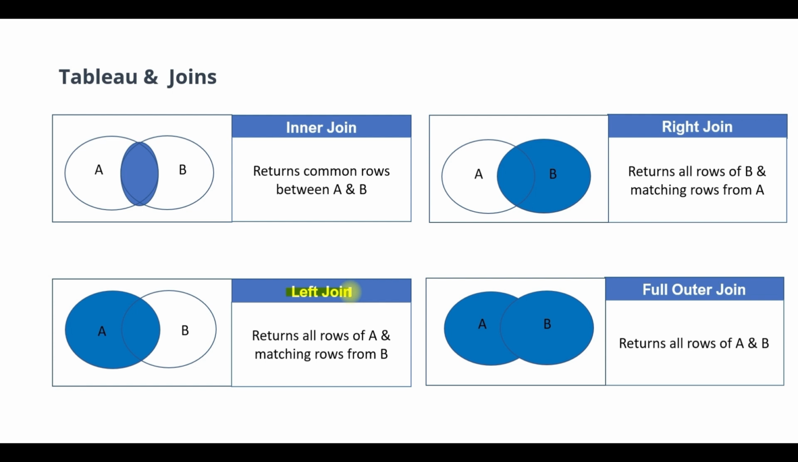Then comes left join. It is similar to the right join, but again, if we have two sources A and B and we are performing a left join, it will return all rows of A and the matching rows from B. Then comes full outer join. This will return all the rows of A and B, where A and B are our data sources. So it's kind of a combination of your right join and left join, or you can consider it as a Cartesian product of both the data sets. The joins can be performed on multiple data sets as well. Thus, these are the joins that we can perform in Tableau.